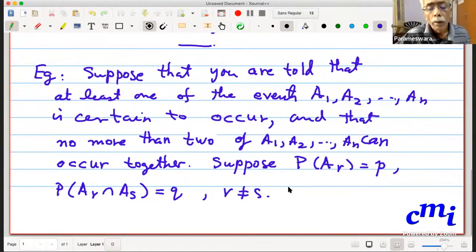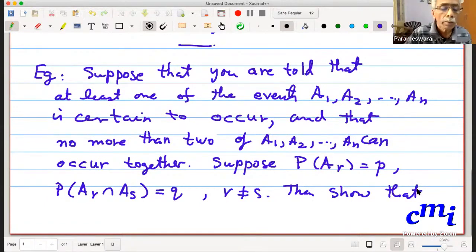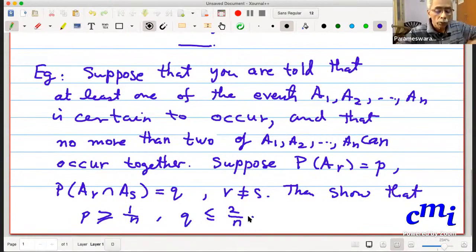Then show that P is bigger than or equal to 1 by n, and Q is less than or equal to 2 by n. Okay, so let us do that.